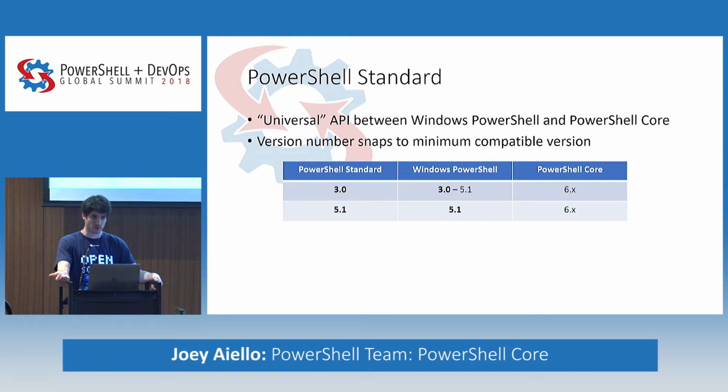The minimum version number of PowerShell Standard snaps to the minimum compatible version. So you'll see we've got a PowerShell Standard 3 and a 5.1. 3 is going to work against Windows PowerShell 3 through 5.1 and 6.x on the PowerShell Core side. 5.1 will only work against Windows PowerShell 5.1 as well as PowerShell Core 6.x. We think people are going to use a lot more of the second one because it has a whole ton of APIs for crawling the AST and doing PowerShell classes and stuff with DSC and all sorts of other things. So we're looking at download numbers there to understand what the demand is for compatibility down to 3, but we're really seeing a lot less demand than we expected from the get-go.